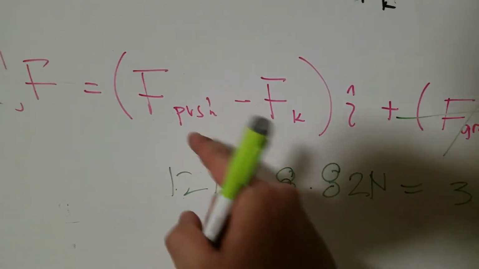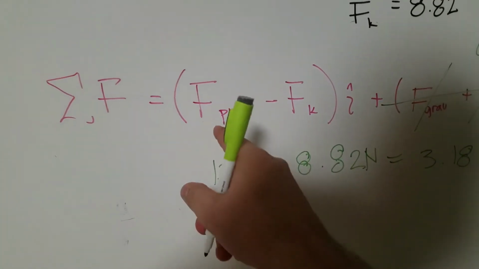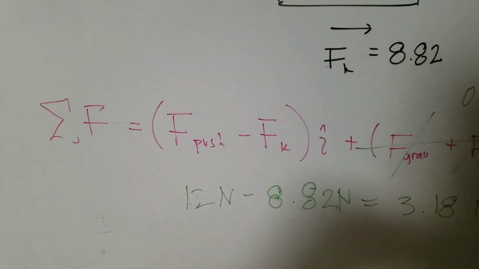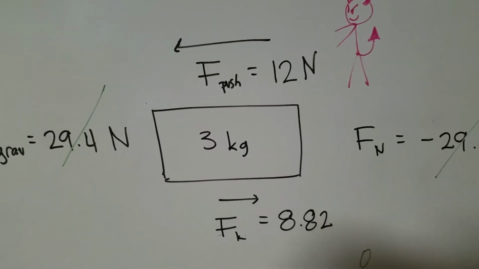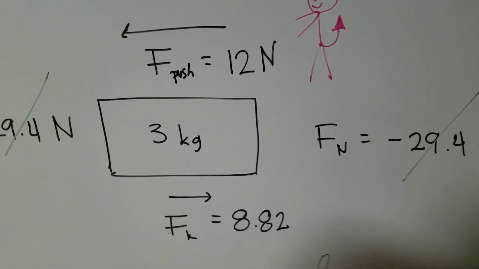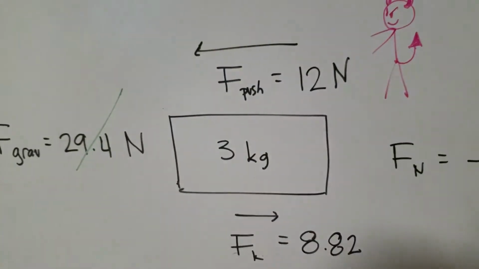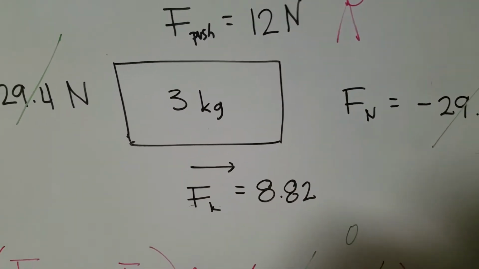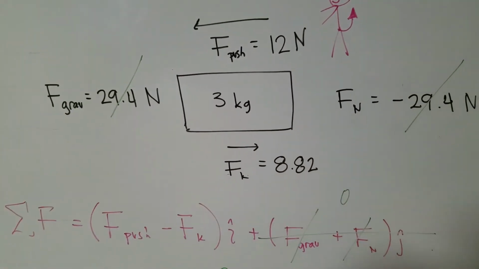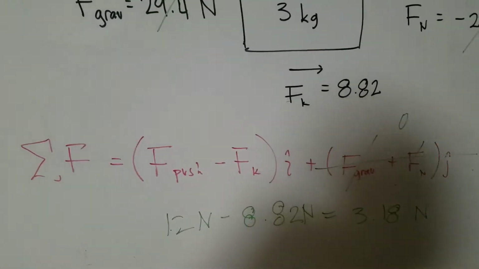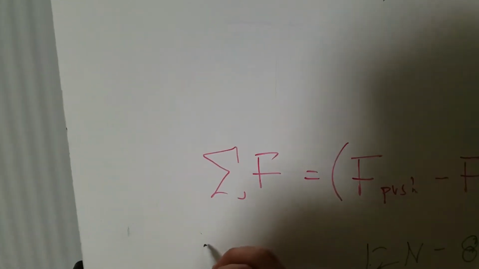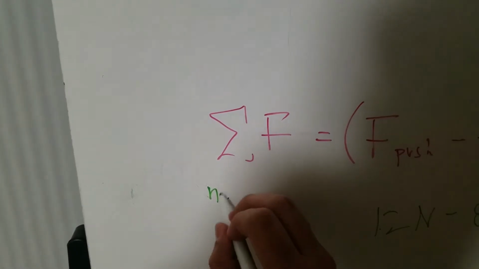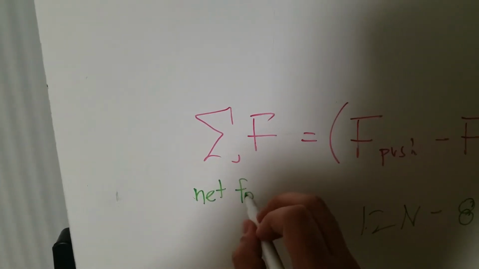It's just the difference between the force of the push minus the kinetic friction force. And that makes sense because the force of the push is going to the left and the force of kinetic friction is going to the right. So they're opposite in directions, therefore you subtract. And that's going to give us the sum of the forces. And this thing, like I said before, is called the net force.